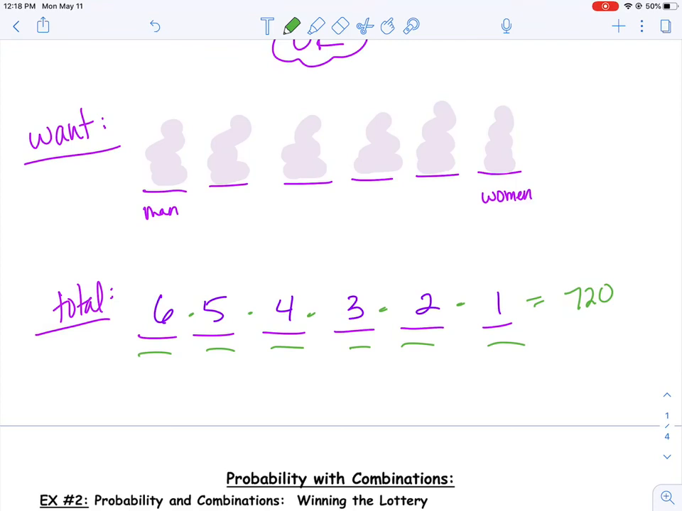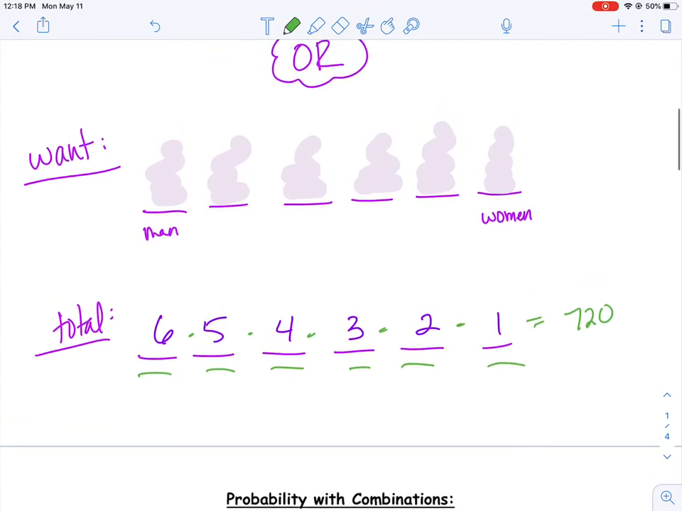All right, but now we've got to figure out what we want. Remember the question says we want the probability that a man will go first and a woman will go last. I'm still imagining and visualizing the 6 spots, but I know in that first spot I need it to be a man, and I know in the last spot I need it to be a woman. So when I go to pick the man to be in that first spot, how many men do I have to pick from if I want a man to go first? Well, don't I have 5 men in the group?